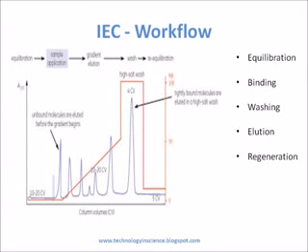Ion exchange chromatography workflow. Ion exchange chromatography is performed in the following steps: equilibration, binding, washing, elution, regeneration. If the elution process is carried out using the same buffer that was used in applying the sample, the elution is said to be isocratic. Alternately, the elution may be carried out for a while with that buffer, and then with another buffer. This is called stepwise elution.